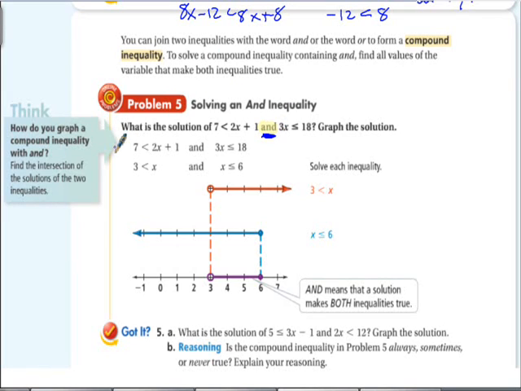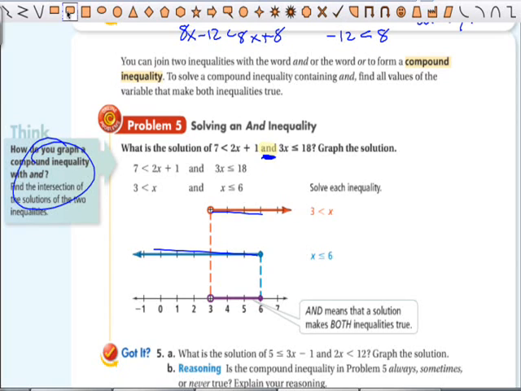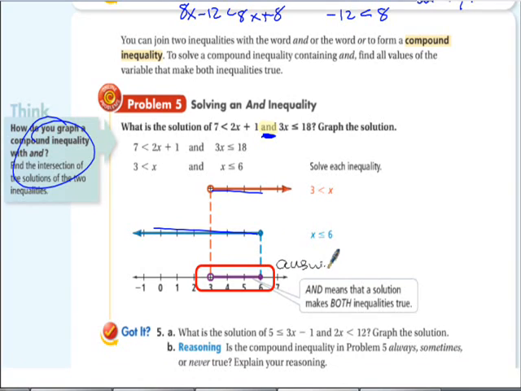And it is different, okay? Essentially, you find the intersection of the two graphs. So we solve each one. We get x is greater than 3, so that's this one right here, and then we get x is less than or equal to 6, and that's this one right here. Our answer is this purple part down here where they intersect. That is the answer, all right? So find a way to make note of that. That is your answer, okay?